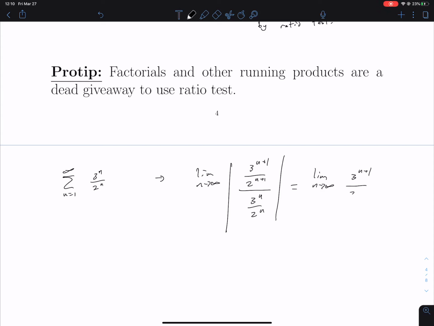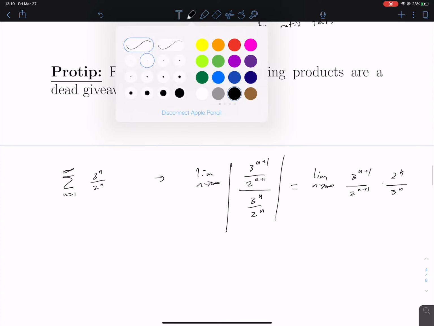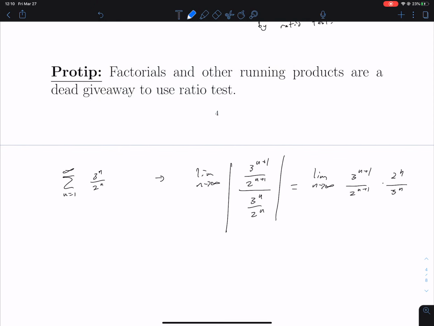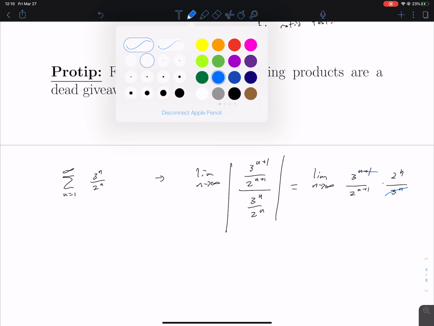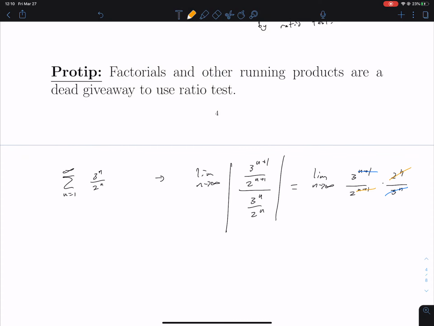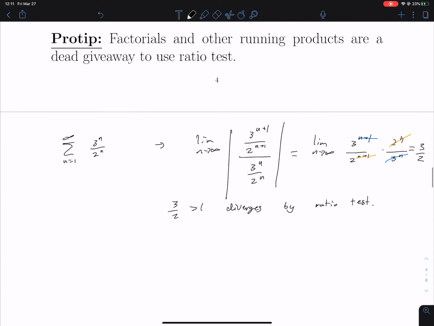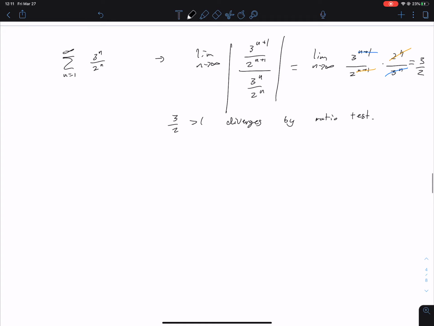I've got 3 to the n plus 1, 2 to the n plus 1, 2 to the n, 3 to the n, and there are n plus 1 3's on the top and n 3's on the bottom, so we're left with 1 3 on the top and 1 2 on the bottom, and I get 3 halves, and 3 halves is bigger than 1, and this diverges. As a note, if it diverges by ratio test, it's actually probably the case that it's diverging by TFD. If the terms are actually getting bigger every time, then the terms can't be going to 0. So this is a thing you can do.